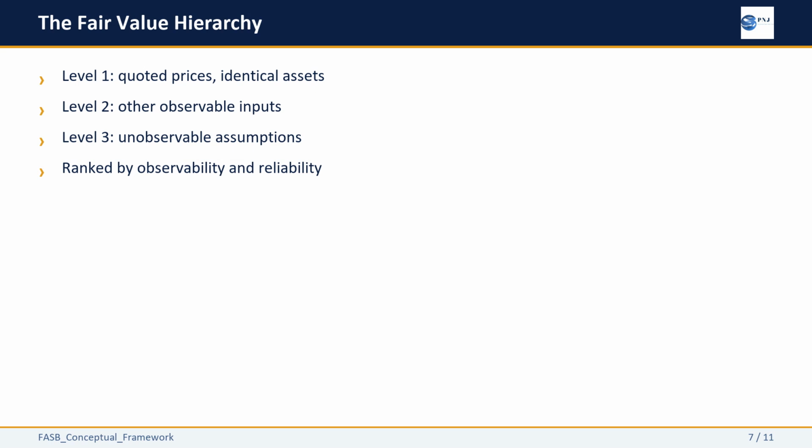When fair value is required, ASC 820 does not just say estimate it. It imposes a 3-level hierarchy ranked by how observable and reliable the inputs are. Level 1 is the gold standard: quoted prices in active markets for identical assets, like a listed stock, and these must be used without adjustment. Level 2 uses other observable inputs, such as quoted prices for similar items or observable market data like yield curves. Level 3 relies on unobservable inputs, the entity's own assumptions about what market participants would assume. The lower you go, the more judgment and the more risk.